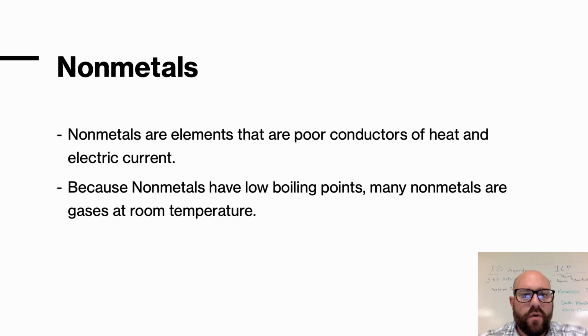Nonmetals are elements that are poor conductors of heat and electric current. Because nonmetals have low boiling points, many nonmetals are gases at room temperature. All the gases in the periodic table are nonmetals. The nonmetals that are solids at room temperature tend to be brittle. When they are hit with a hammer, they shatter or crumble.